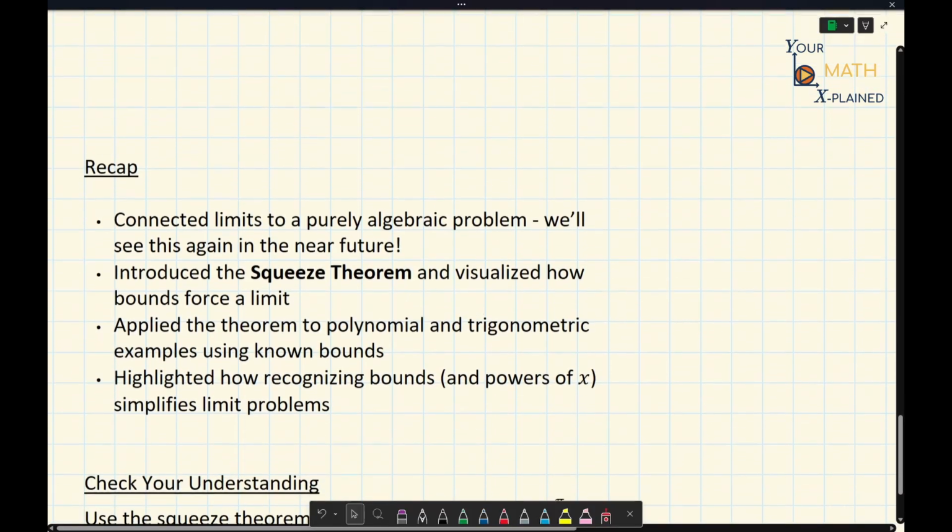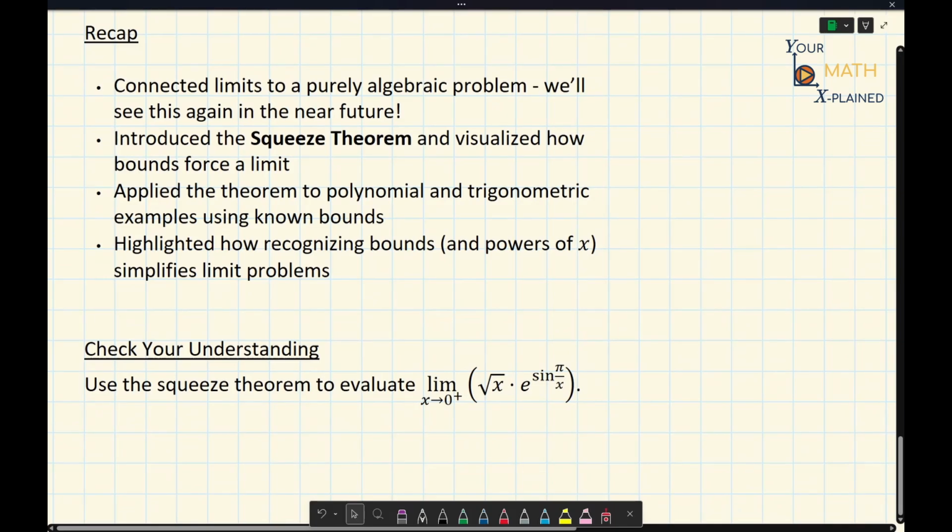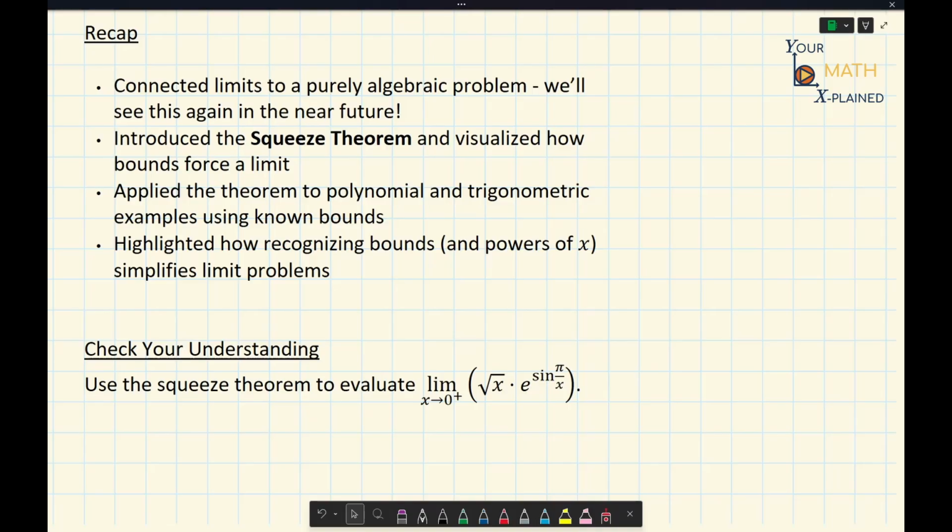Now let's do a quick recap of what we covered in this video. So we connected limits to a purely algebraic problem, and we'll see this again in the near future. We introduced our squeeze theorem, and we drew a graph to visualize how the bounds will force a limit. We also applied the squeeze theorem to polynomial and trigonometric examples using known bounds. And we highlighted how recognizing bounds and powers of x simplifies our limit problems.